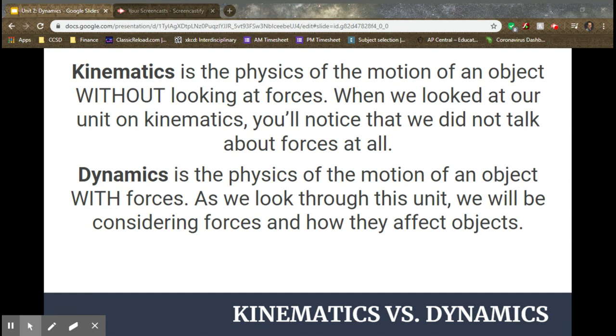With kinematics, we were very focused on the motion of an object, but we didn't include any forces. With dynamics, we're still going to be considering the motion of an object, but this time we are going to be looking at the forces and how that affects the motion of an object. So let's launch into this.